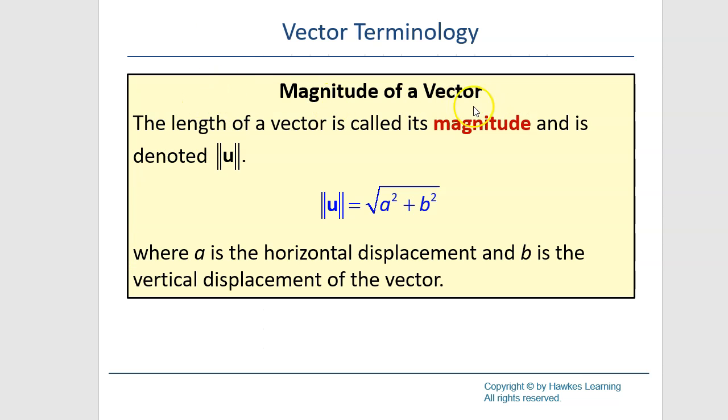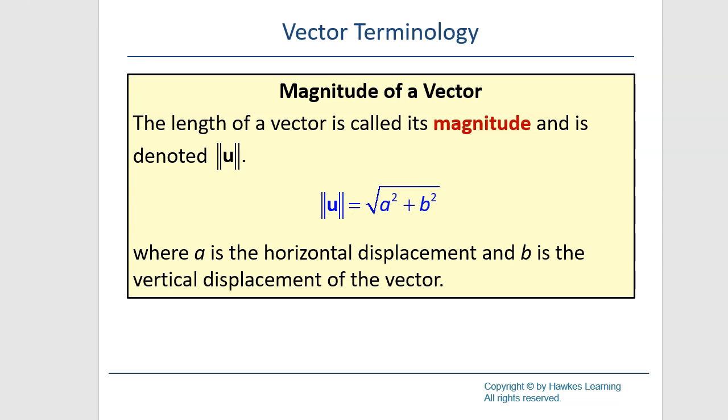Alright, what is the magnitude of the vector? The magnitude of u is the square root of a squared plus b squared, where a is the horizontal displacement, that was our 2 in our last example, and b is the vertical displacement, that's the 1 in our example. So the square root of 2 squared plus 1 squared.